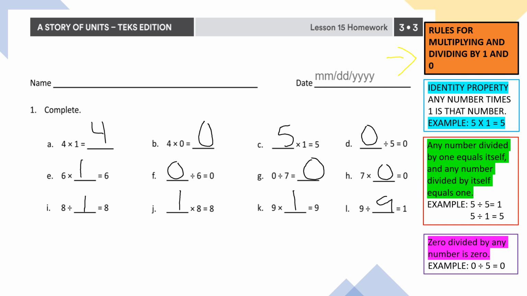Now, how many of these did you get correct on your own? All right, we have completed this part of the page. Now, we're going to go ahead and move on.